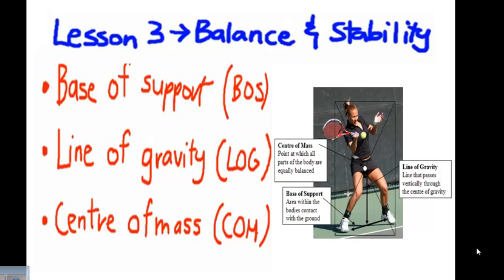So thinking about balance and stability, there are three key points to understand and remember. The first one is base of support, which can be referred to as BOS for short. Secondly is the line of gravity, which is also known as LOG. And thirdly, the centre of mass, commonly referred to as centre of gravity, but for today and for all the other lessons, we're going to refer to it as centre of mass. So let's have a look at these three key words a little bit closer to grasp a better understanding of these key words.